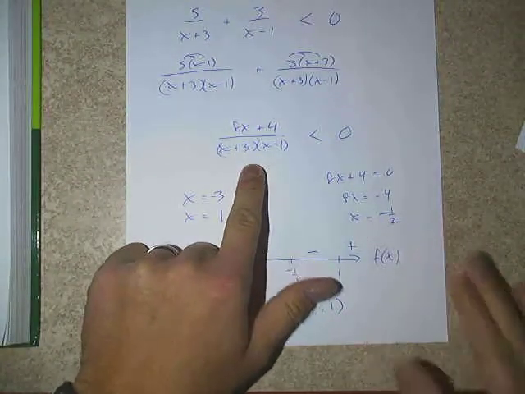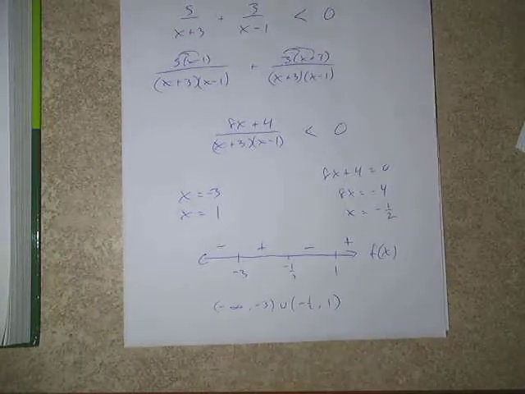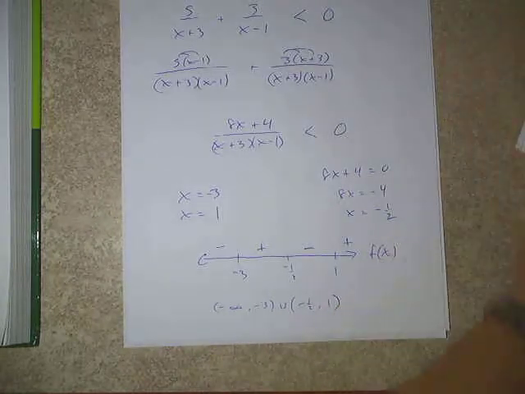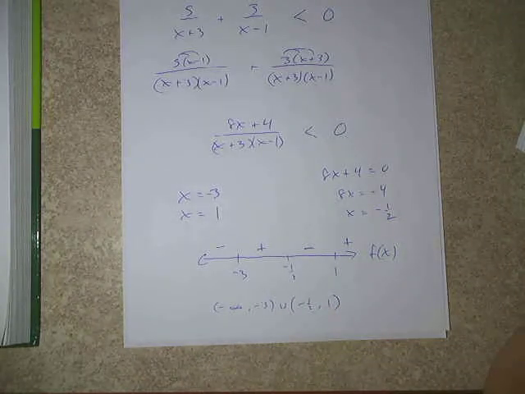Alright, questions on any part of that one? Again, the key difference here is when we had two separate rational functions, we want to put those together into one fraction first, and then we can run the analysis the same way that we've been doing.